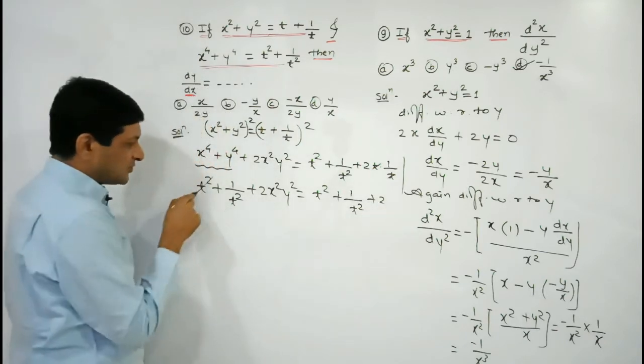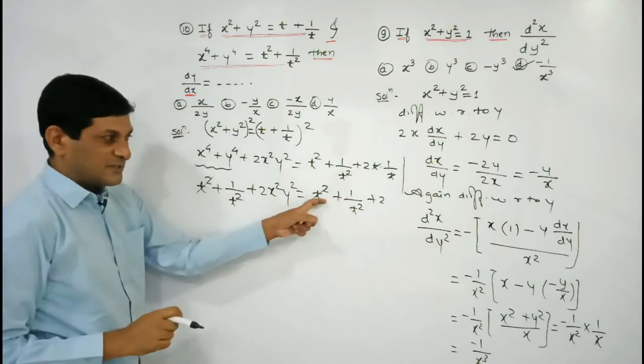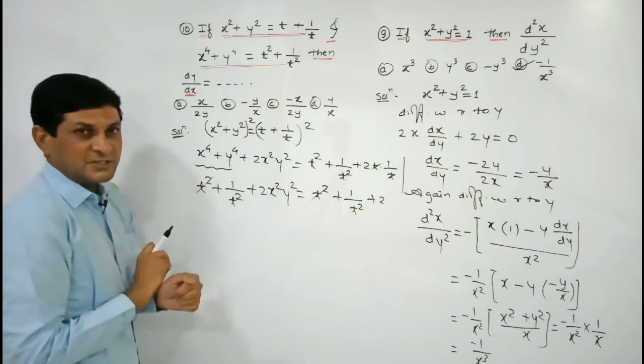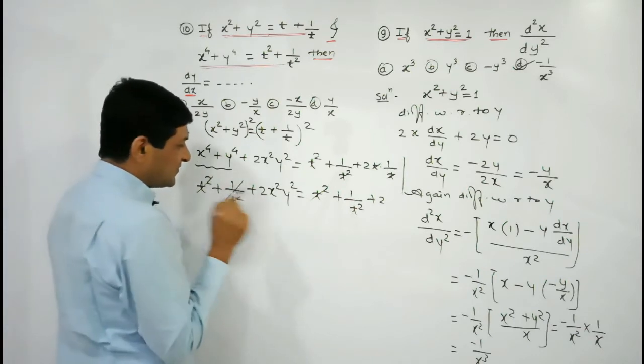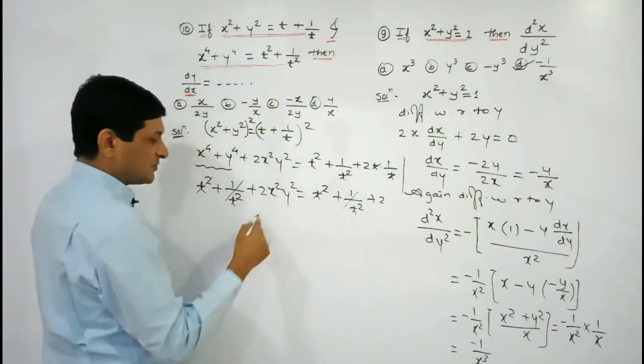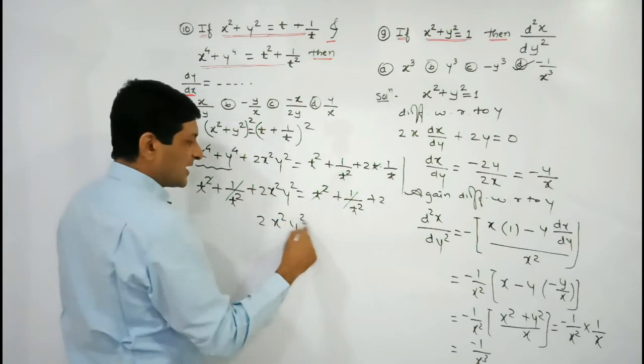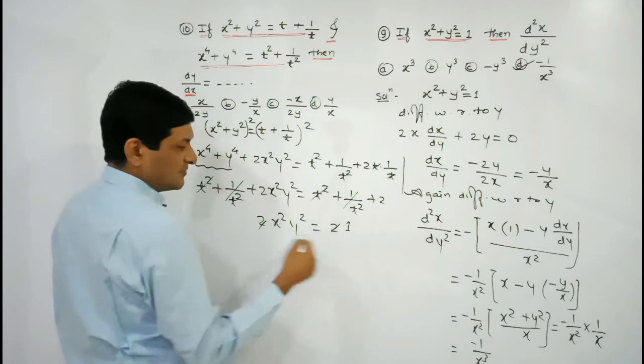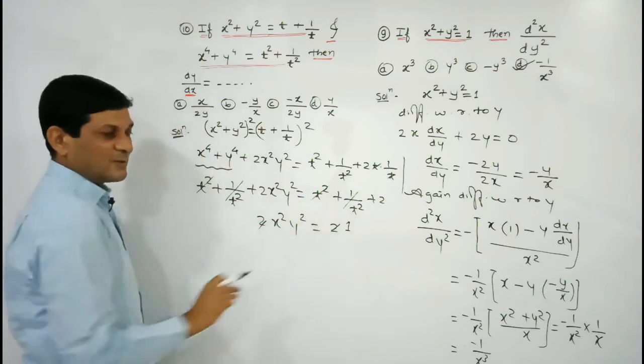Now check, t square on both sides will get cancelled, because plus t square on this side will become minus t square, and plus t square minus t square will get cancelled. In the same way, 1 upon t square and 1 upon t square will get cancelled. 2x square y square is equal to 2. 2 will also get cancelled. On this side the remaining term will be 1. Let's divide by 2 on this side, we get 1.